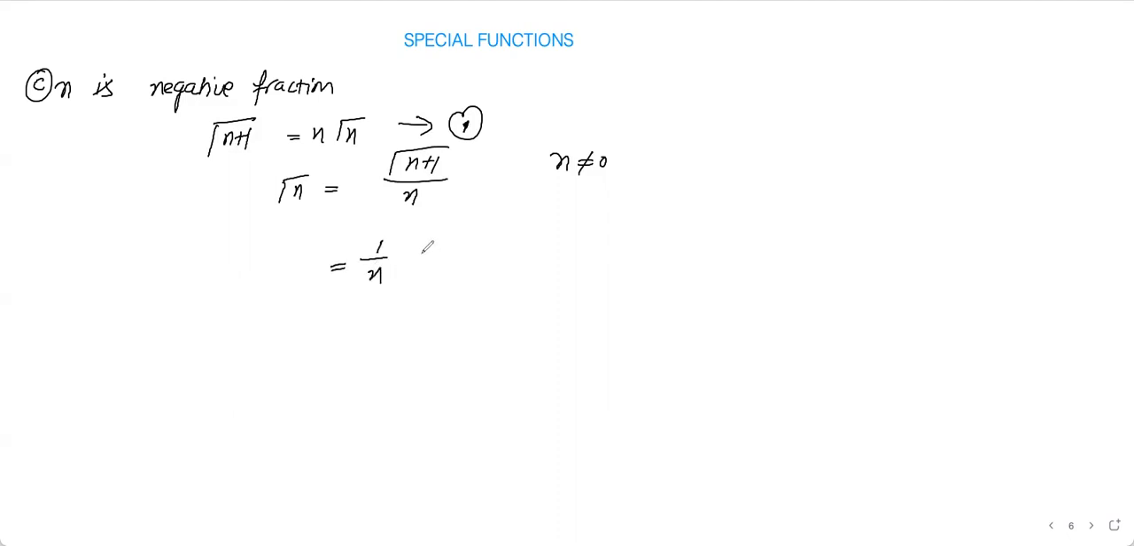Now n is a negative fraction. Let us consider the case when n is a negative fraction. So gamma n plus 1 is n gamma n. So gamma n is gamma n plus 1 by n, where n is not equal to 0. That is 1 by n gamma n plus 2 by n plus 1, where n is not equal to 0 and minus 1, right? That is 1 by n into n plus 1.